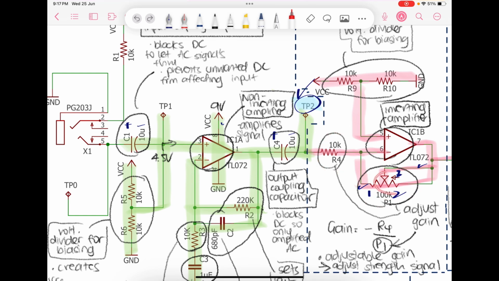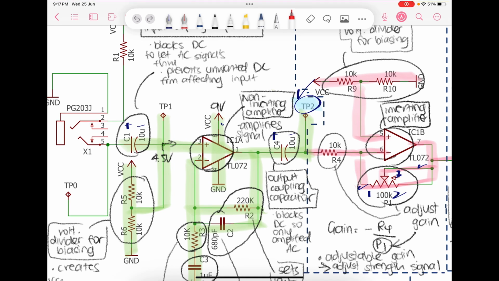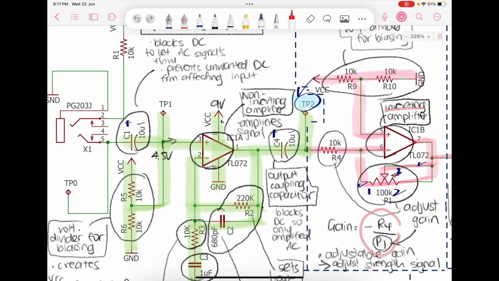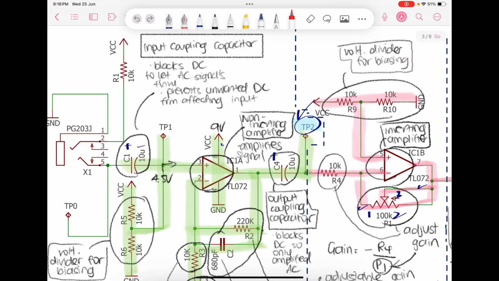Now this isn't a normal resistor, as you can see from this symbol. It's actually to notify there is a potentiometer where it can be adjusted. Since it is an inverting amplifier, it is a negative, and the R4 is the numerator and the potentiometer is the denominator. Now this adjustable gain is to adjust the strength of the signal. Next, this is another voltage divider for biasing, and this is once again another 4.5 volts for this op amp for it to run so that it isn't 0 volts.